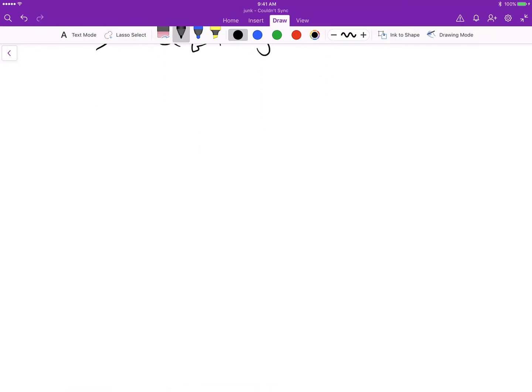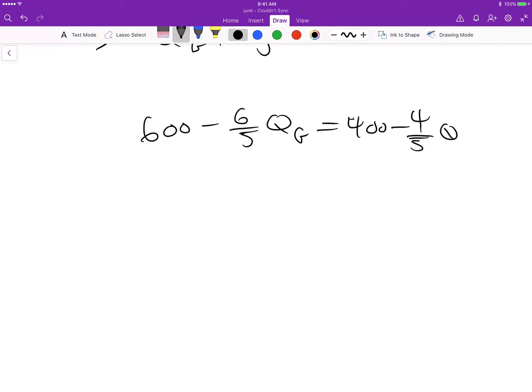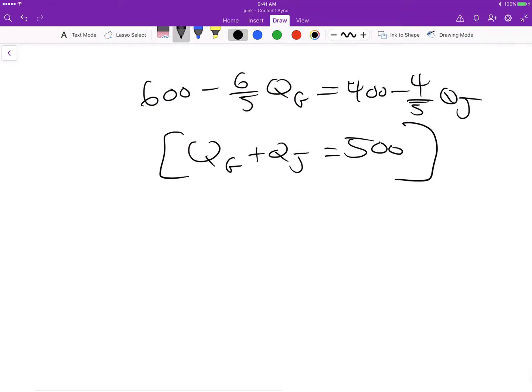So let's go ahead and solve for those two equations. Marginal revenue will be 600 minus 6/5 QG equals 400 minus 4/5 QJ, and then QG plus QJ equals 500. Now the first thing we'll start with is this equation here, and we'll write QG in terms of QJ.